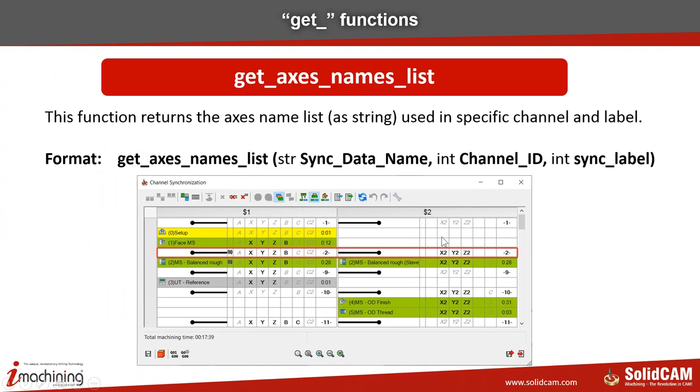So let's get a little bit faster with this. We have another get function, which is get axis name list. It will return the list of all axes that have been used in a particular label. This is so useful on switch type machines, where you want to know which axes are used, especially because switch type machines can have shared axes. I'm not saying that other Milltap machines cannot do that, they can as well, but it is so valuable to know which axes are used in a particular channel, in a particular label. So basically you will receive a list in a string like A, X, Y, Z, B, C, and C2 in this case. I will not spend time on that, but you can also try it by yourself.